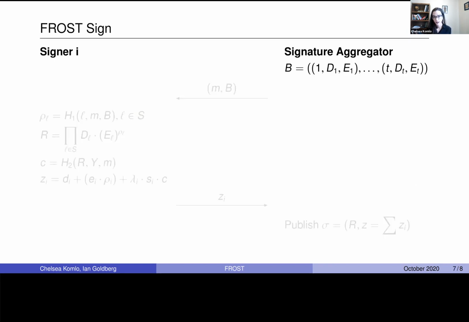And then for the signing step, we show this using a signature aggregator, but this can be any signer, where essentially they just choose all of the signers that will be participating in the signing operation. So they start by choosing the commitments that all of these signers will use, and this is represented by B. And then they send the message to be signed, M, and B to every signer.